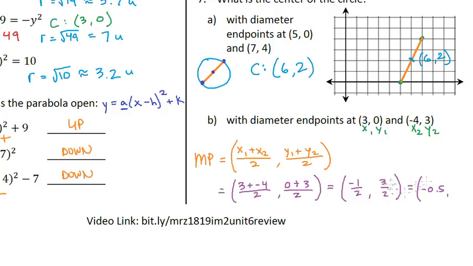And 3 divided by 2 is 1.5. So there's 2 ways to show your answer. Our midpoint, I'll put a box around this because it's kind of hard to see the difference between these and your actual work. So there's a box that can show you there are our 2 possible answers for the midpoint of our diameter endpoints, which means that's the center of our circle.